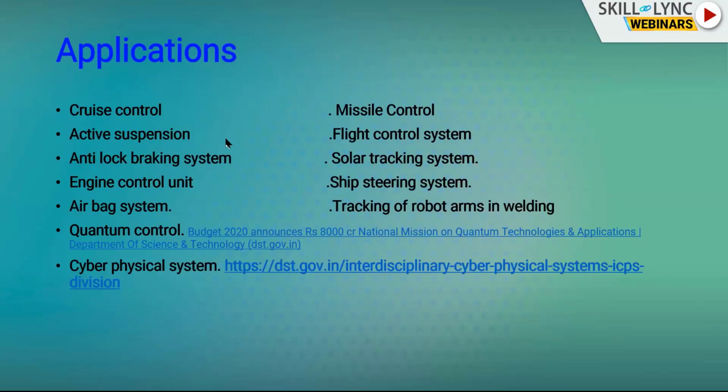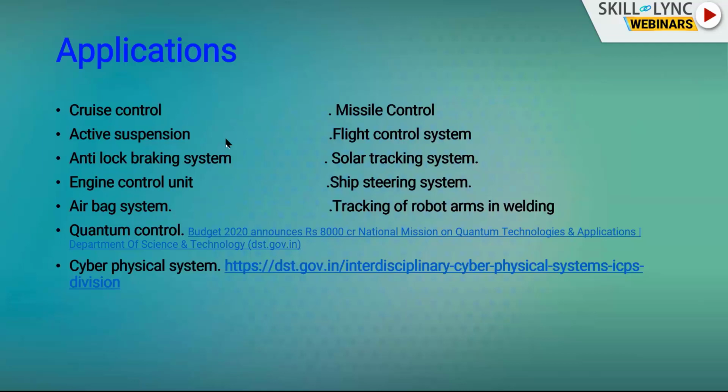Cruise control means speed control. Already we have seen active suspension system. So we are going to give a good suspension in such a way that the chassis will not have bumps. Next one is anti-lock braking system. So all of you know about anti-lock braking system. I think when the car brakes, it should be done in less time. So there we go for anti-lock braking system. Engine control unit, already we have seen about it. Airbag system we have seen.